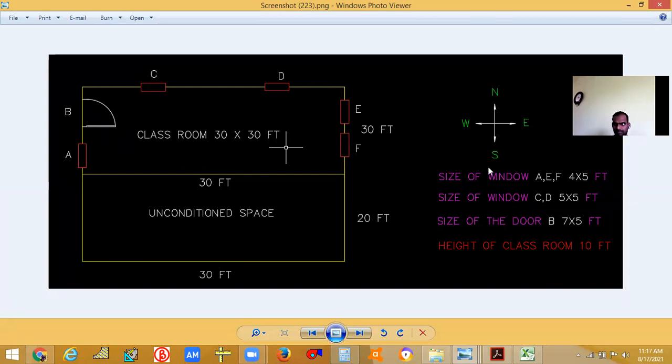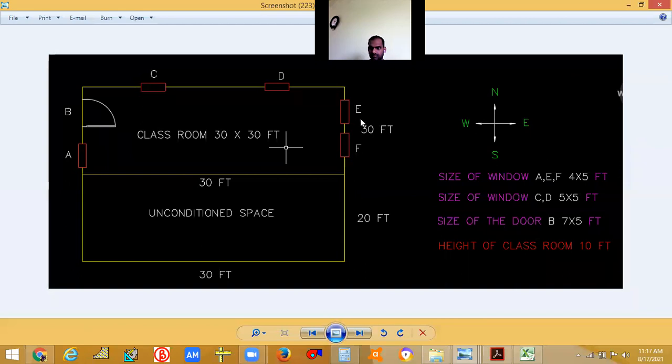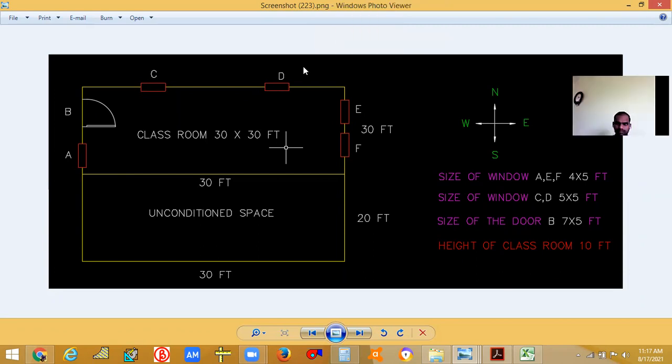A, 20. What is the area of this window? E and F, that is also 20. So 20 plus 20 plus 20. How much? 60. 600 minus 60. How much? So what will be that? 600 minus 60, how much? 540, right? Yes, 540.